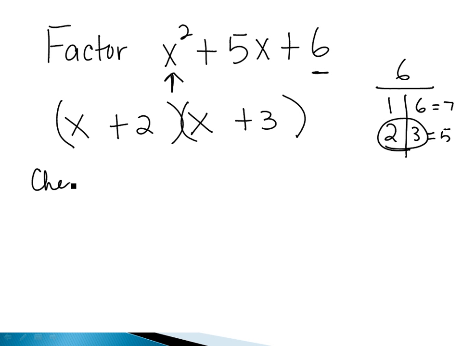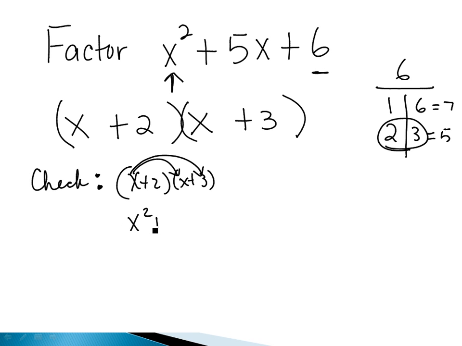Always check. You do not have to do it manually and write it down, but you need to check in your head if possible. So x plus 2, x plus 3, x times x is x squared, x times 3 is 3x, 2 times x is 2x, and 2 times 3 is 6. So you get the x squared plus 5x plus 6. It checks out.